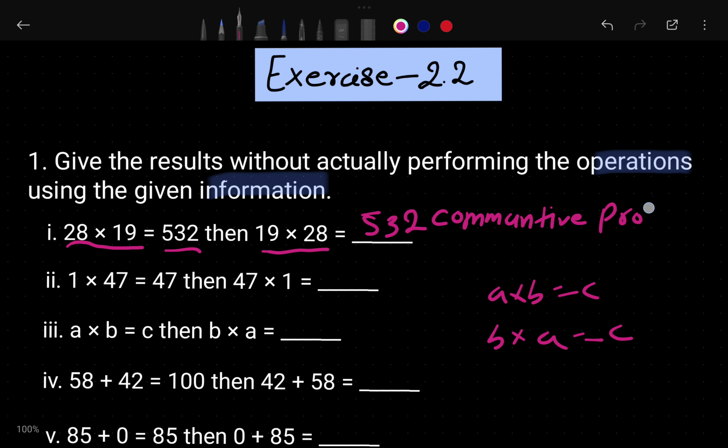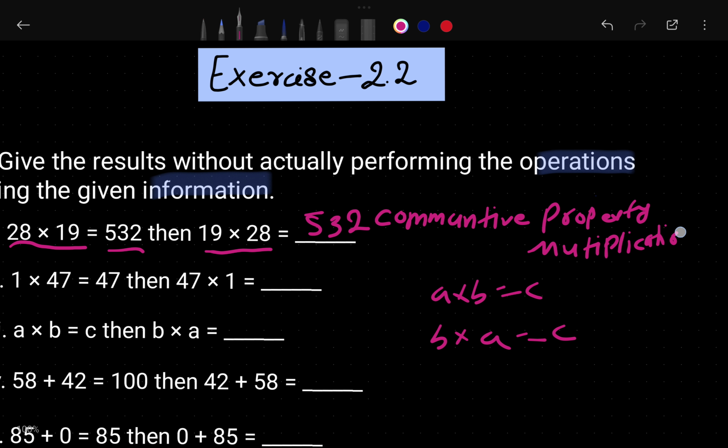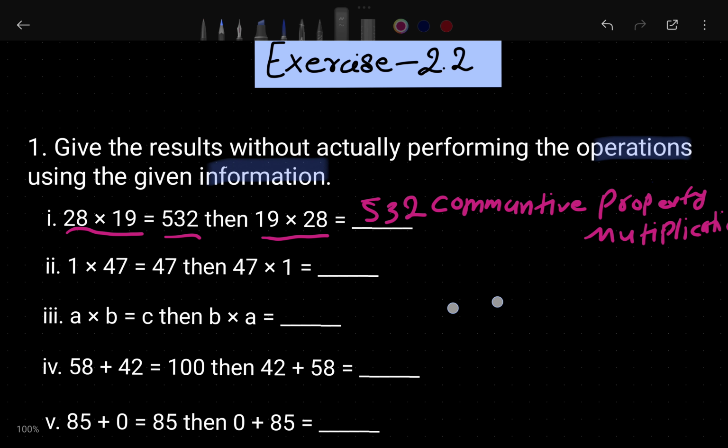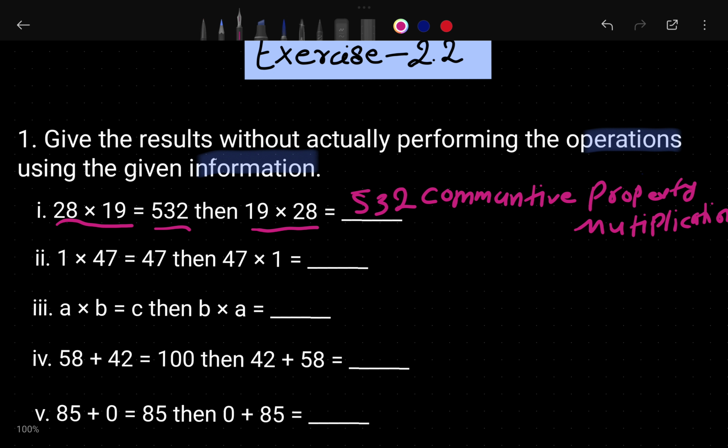Commutative property of multiplication. So here we can write it. Is it clear? Right, so let's talk about the second one.